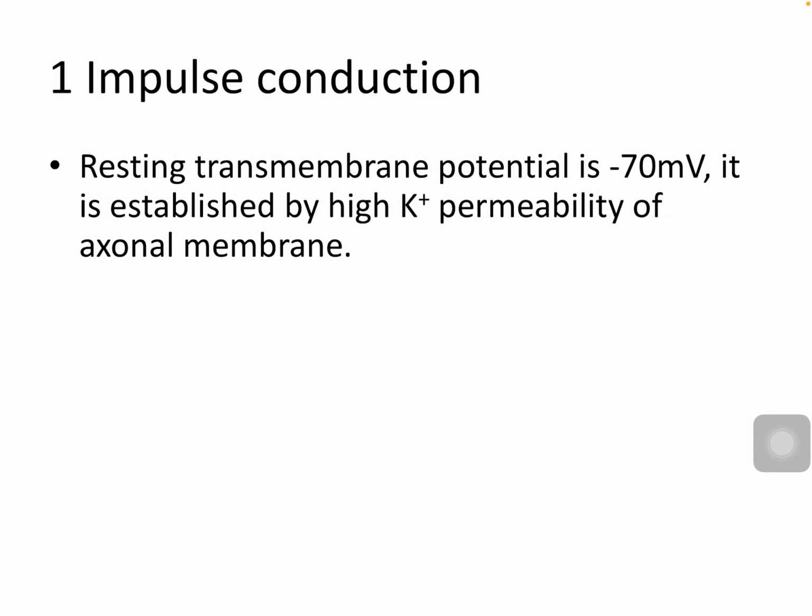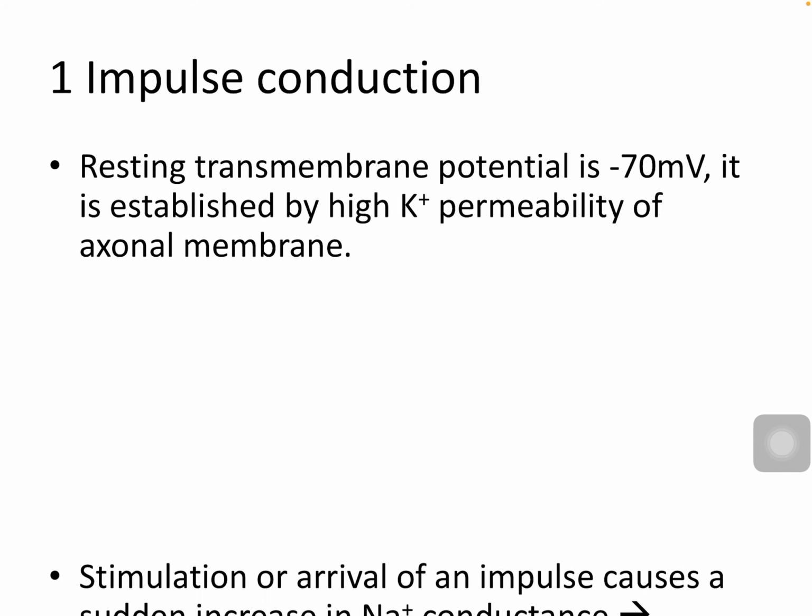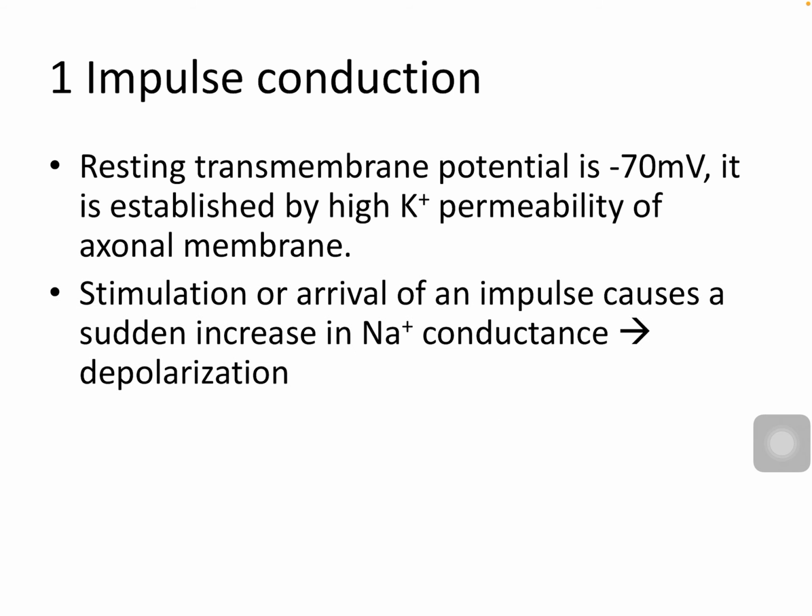A resting transmembrane potential in a nerve is minus 70 millivolt, with minus being inside, and this is established by a high potassium permeability of the axonal membrane. Now this is basic physiology, so you must have studied this in your physiology. Stimulation or arrival of an impulse causes a sudden increase in sodium influx. So sodium comes inside. Now the inside of the neuronal membrane becomes positive, which is known as depolarization.